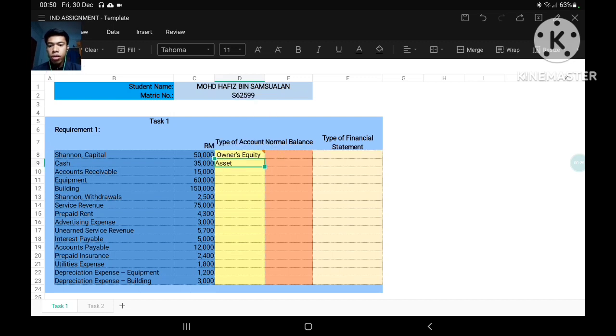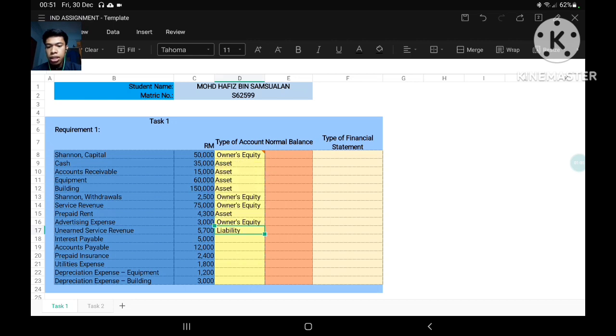Cash is asset. Account receivable is also asset. Equipment is asset. Building is also asset. Shannon withdraw is owner's equity. Service revenue is owner's equity. Prepaid rent is asset. Advertising expense is owner's equity.